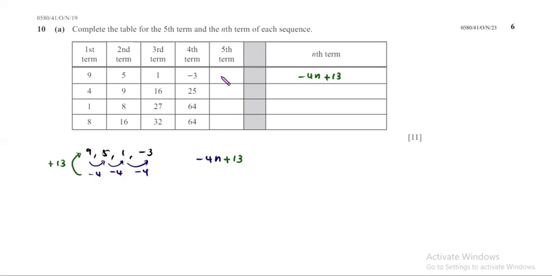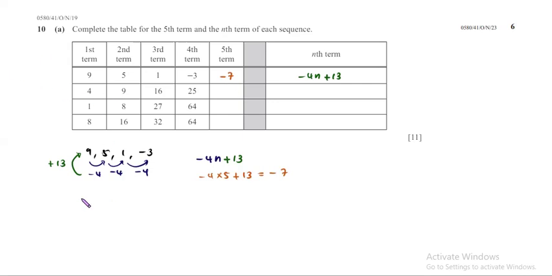Now, for me to find the fifth term, this n should be replaced with the value 5. So it's going to be negative 4 times 5 plus 13. When we do this, we end up getting negative 7 as the answer, which means the fifth term for this sequence is equal to negative 7.